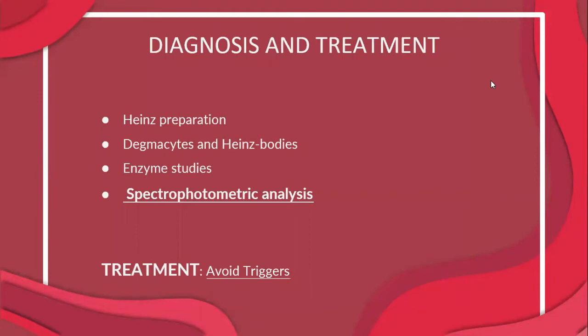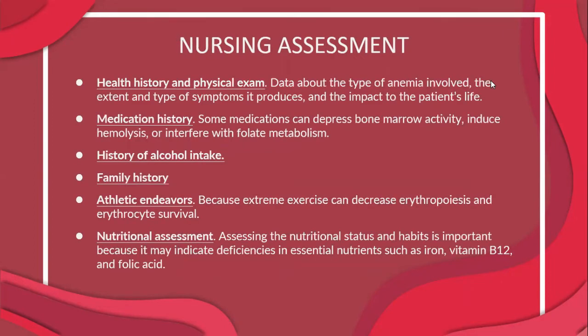For diagnosis and treatment, they use Heinz preparation, Heinz bodies, and enzyme studies, but the gold standard for quantifying G6PD enzyme activity is spectrophotometric analysis. It provides a weighted average of the activity of the normal G6PD to the deficient G6PD. The only treatment for G6PD deficiency is to avoid the triggers, which are the oxidative stressors.